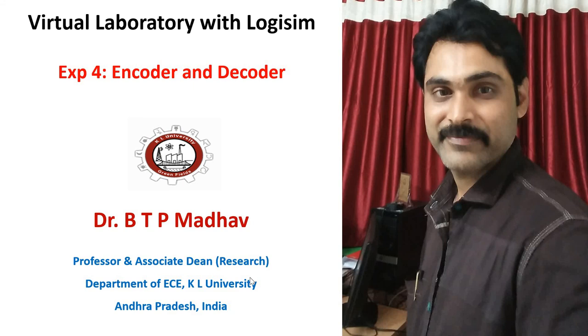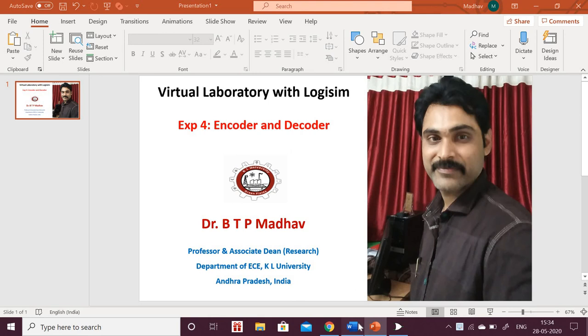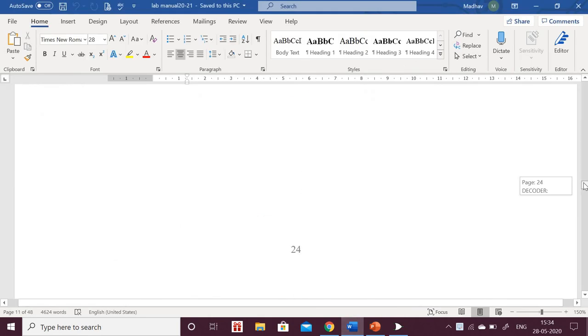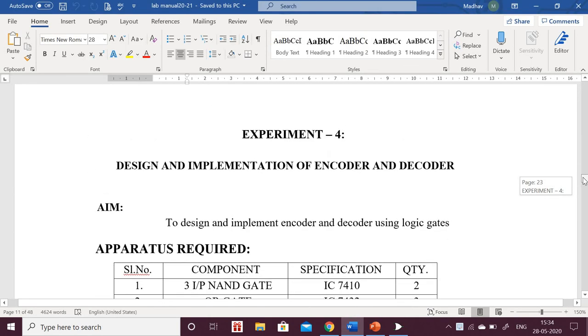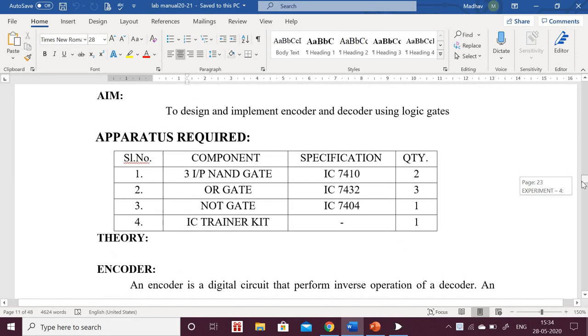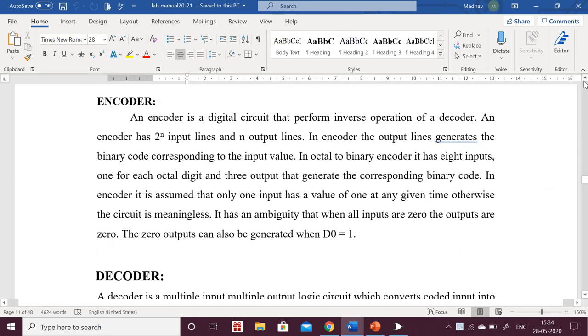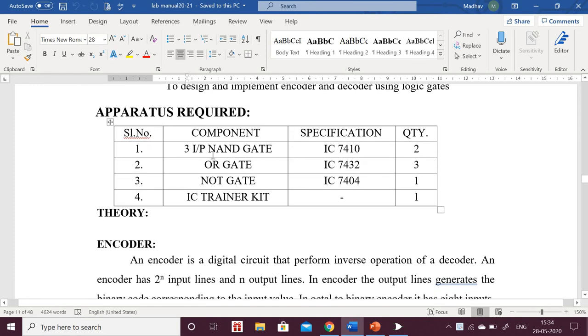As a part of virtual laboratory with Logisim, the next experiment is the encoder and the decoder. Now we will construct the encoder first and after that the decoder. To construct the design and implementation of the encoder and decoder, we require gates. The following gates are required: a NAND gate, an OR gate, and a NOT gate. So this quantity is required.